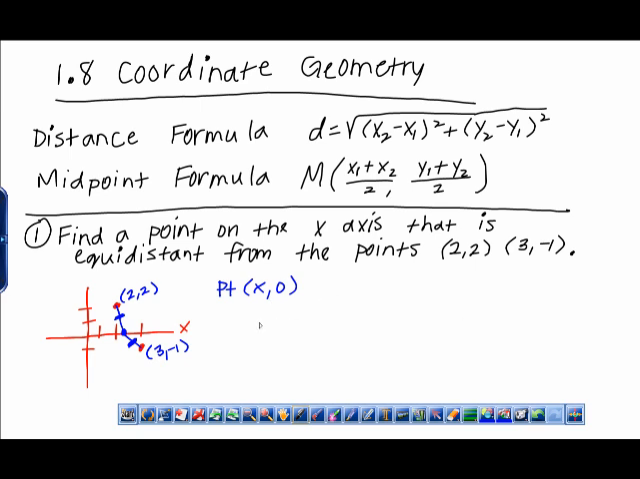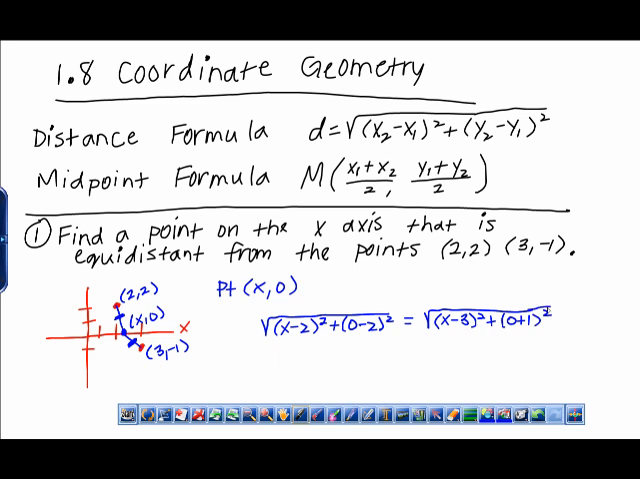So on the left-hand side, let's do the point (2, 2). I would have the square root of, and let me write this one here just to make it more obvious, (x - 2) squared plus (0 - 2) squared. You can simplify this side down, or you could go ahead and write the other one first. Over here, you could do 3 minus x, but just to keep things simple, I'm going to do (x - 3) squared, and then 0 minus -1, which would be (0 + 1) squared.